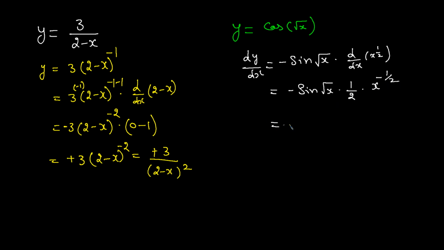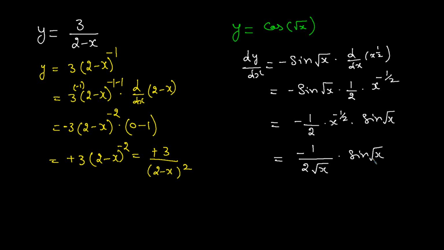Simplify it. This gives me negative 1/2 times x raised to the power negative 1/2 times sine of root x, and we can bring this to the denominator and change the power to positive. This becomes negative 1 over 2 root x, times sine of root x.